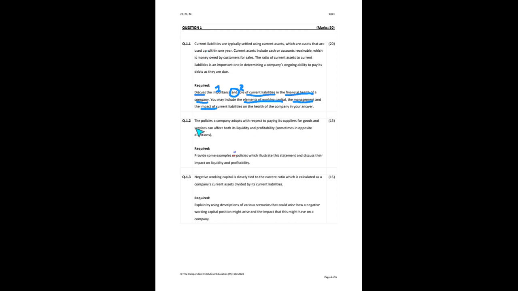And then for 15 marks, the second one, also take note, it says here, provide some examples. It's not or, it's of policies, which illustrate the statement and discuss their impact on liquidity and profitability. So where I was talking about this balancing act, this is kind of what they cover here, where they say the policies a company adopts with respect to paying its suppliers, which is our accounts payable, can affect both the company's liquidity as well as its profitability, and sometimes in the opposite direction. So this is the balancing act that we're talking about.